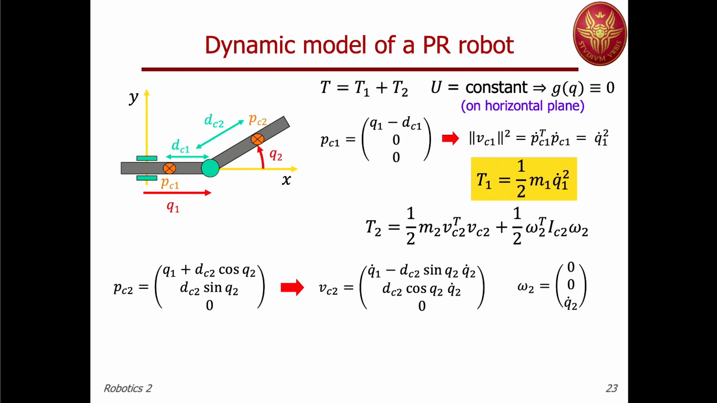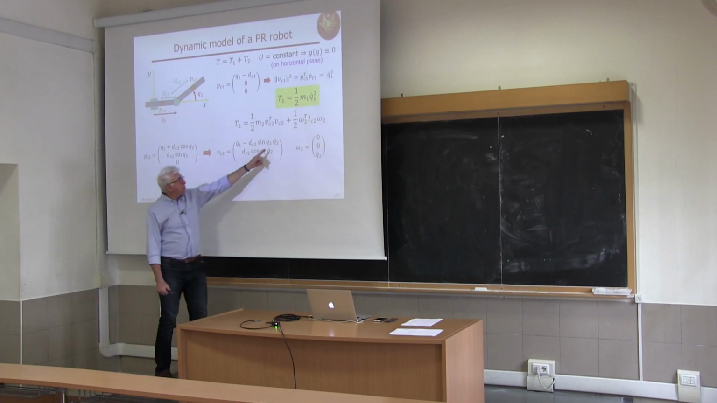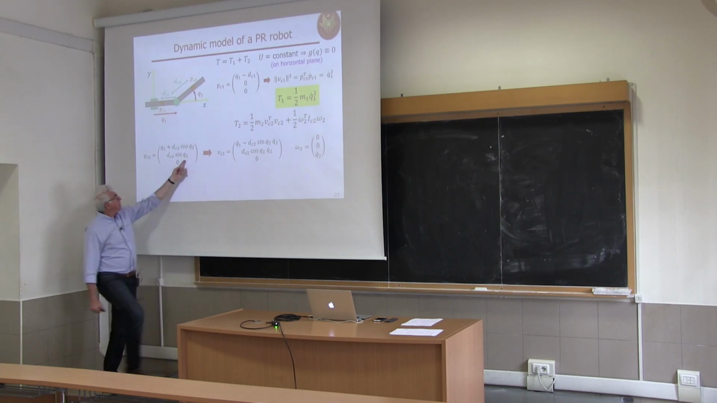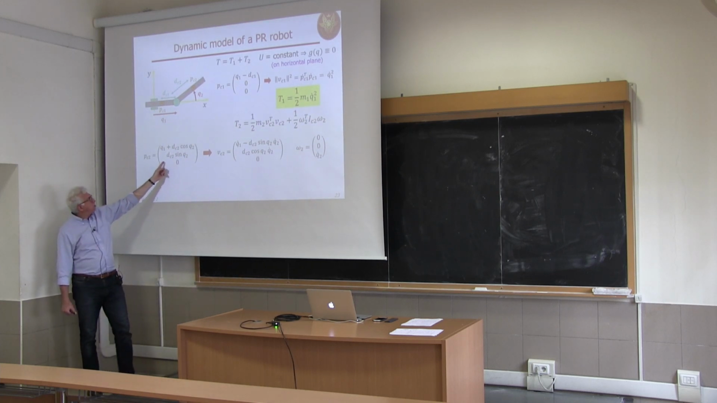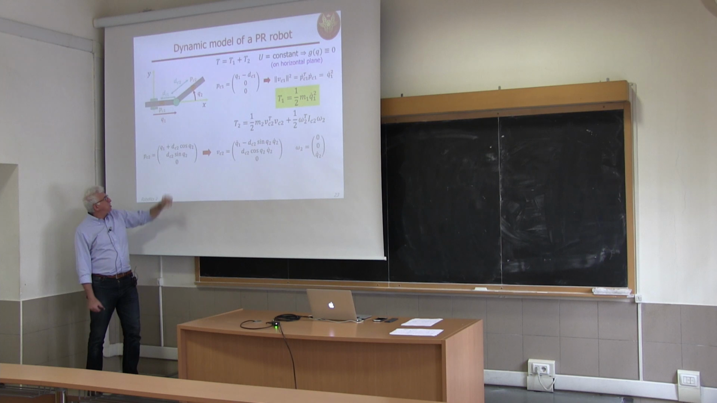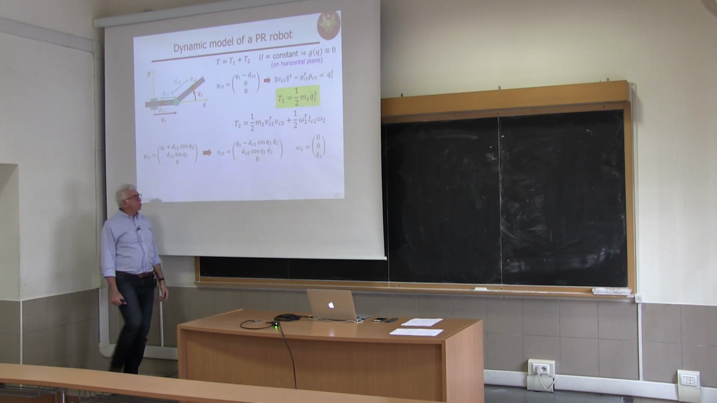Its velocity is the derivative of this. So you have q1 dot, and then the derivative with respect to time of this, it's minus dc2 sine of q2 times the derivative of q2 with respect to time, so times q2 dot. And similarly here, you have only q2 appearing, so the time derivative is just dc2 cosine of q2 times q2 dot.